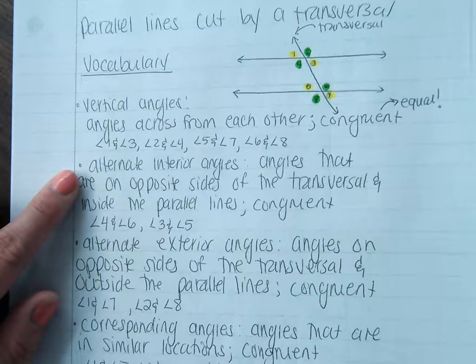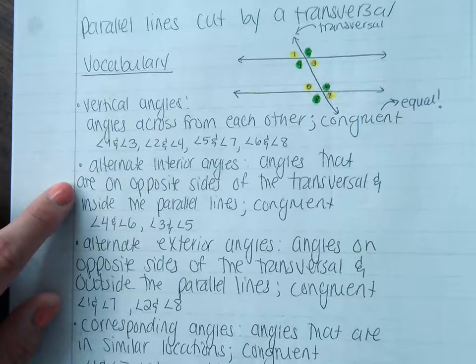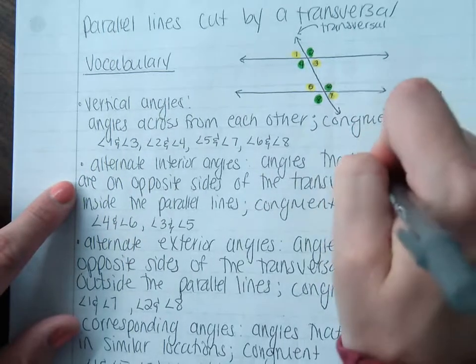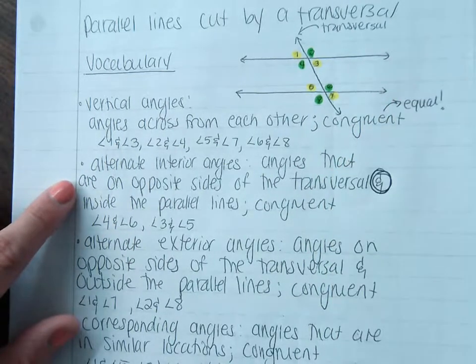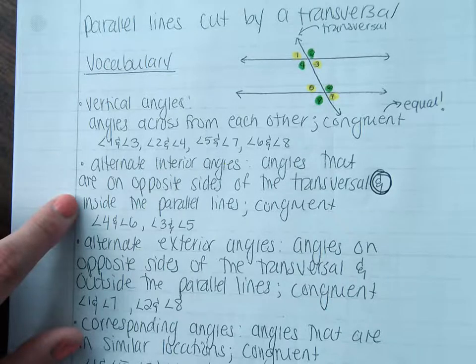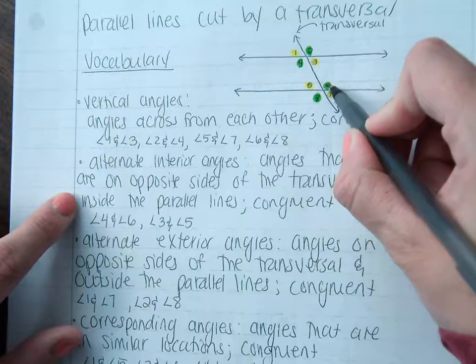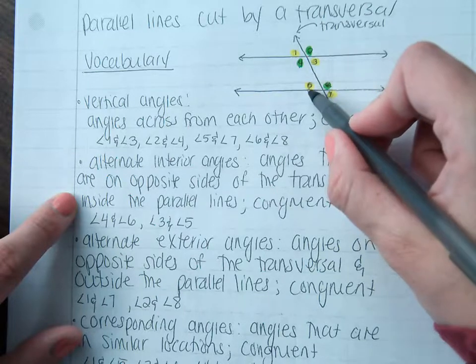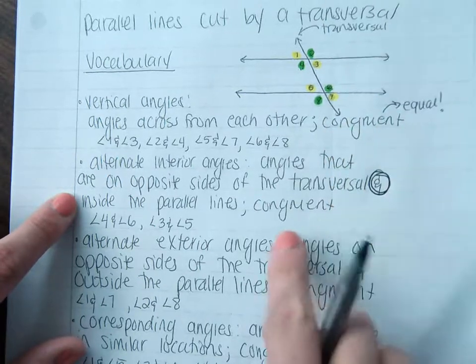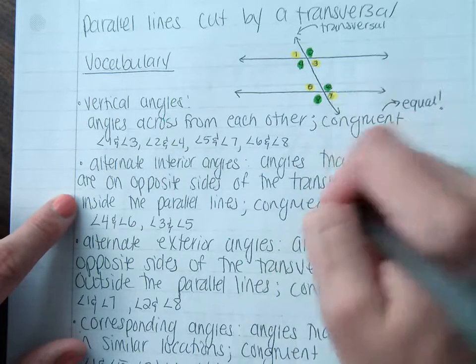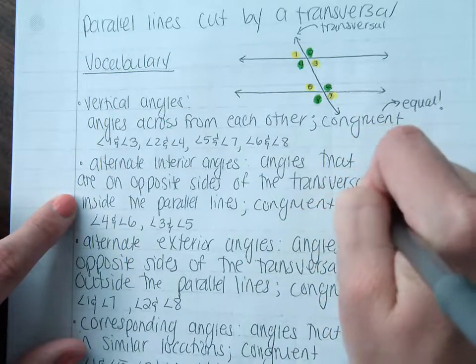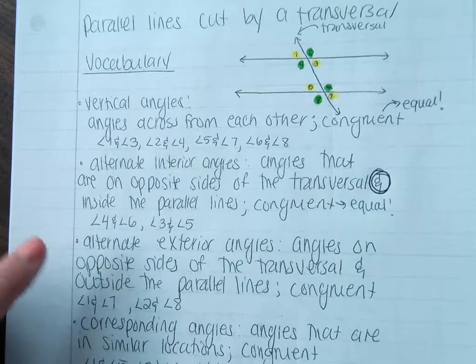Alternate interior angles are angles that are on opposite sides of the transversal and, that's a key point, inside the parallel lines. So we have 4 and 6 are alternate interior angles, and 3 and 5 are alternate interior angles. These are also congruent, which means they are equal. They are the same angle measurement.